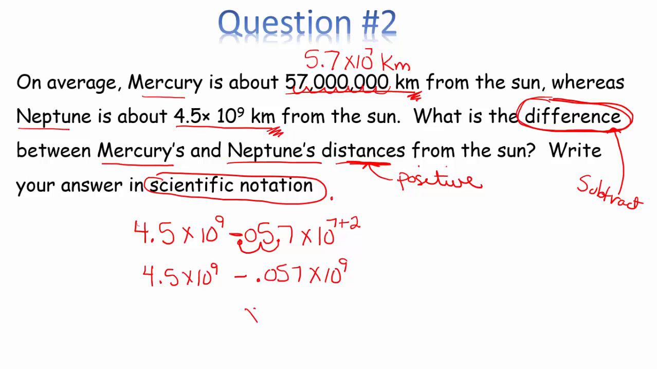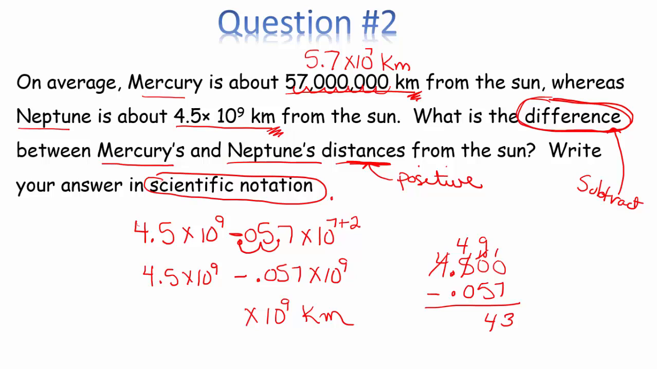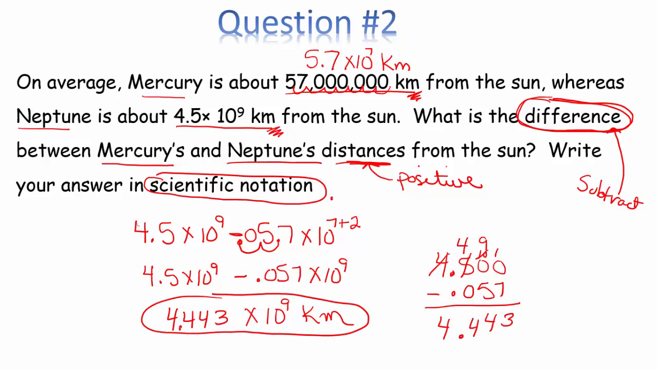So again, in my final answer, I know I'll have a times 10 to the 9th. I know my final answer will be kilometers. And off to the side, I need to do 4.5 minus 0.057. Please feel free to use your calculator if you need. I am going to borrow from here. Make that a 4. That would become a 9. That would become a 10. So I get 3. 9 minus 5 is 4. Bring down that 4. I should have never crossed out that one. Bring down my decimal point because I've lined them up. So it's 4.443 times 10 to the 9th kilometers.